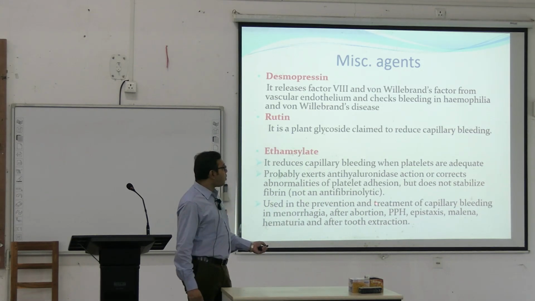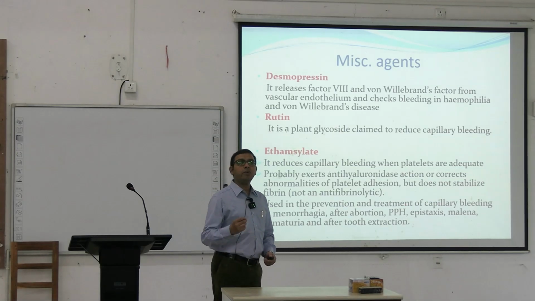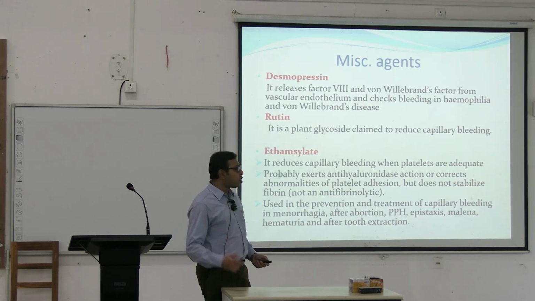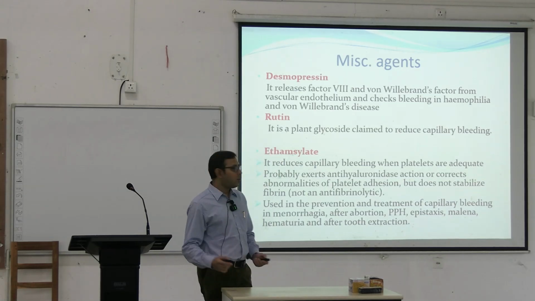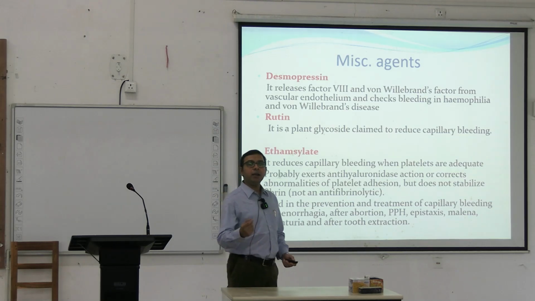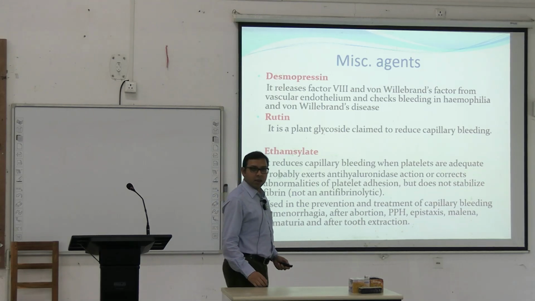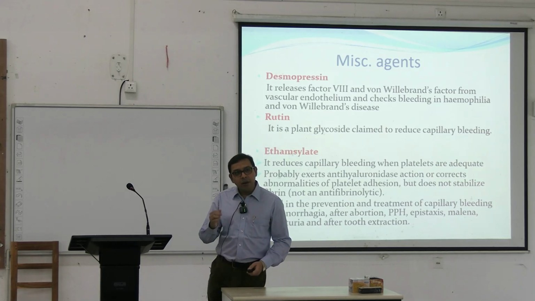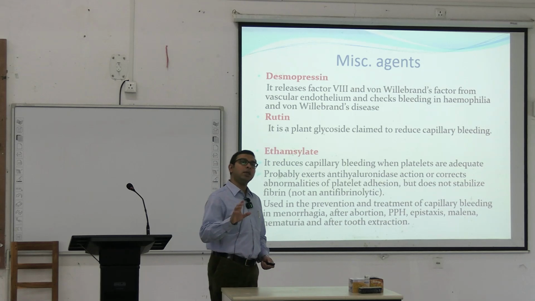It is basically used in the treatment and prevention of capillary bleeding in menorrhagia, when there is increased menstrual bleeding. After abortion, there will be more chances of bleeding. Postpartum hemorrhage, so after delivery, if there is severe bleeding, we can use it. Epistaxis, bleeding from the nose. Melena, that is blood in the stool. Hematuria, blood in the urine. And after tooth extraction. So in these cases, we can use ethamsylate. It basically acts by decreasing capillary bleeding by modulating the platelet adhesion when the platelet count is normal.